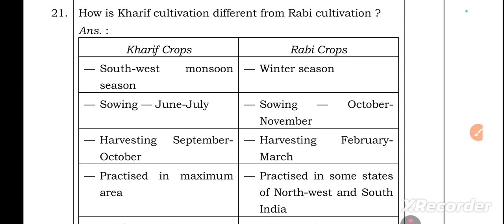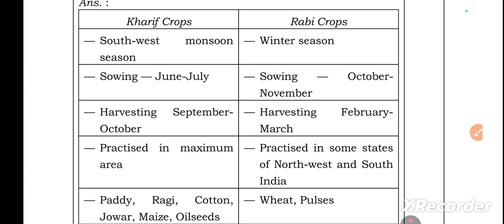Question number 21. How is Kharif cultivation different from Rabi cultivation? Answer. Kharif crops, we can grow in the southwest monsoon season. Rabi crops, we preferably grow in winter season. Then Kharif crops sowing is June and July. Rabi crops sowing is October to November. Then Kharif crops harvesting is September to October. Rabi crops harvesting is February to March.